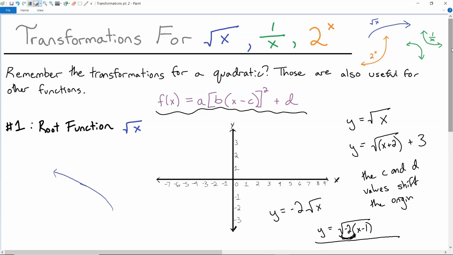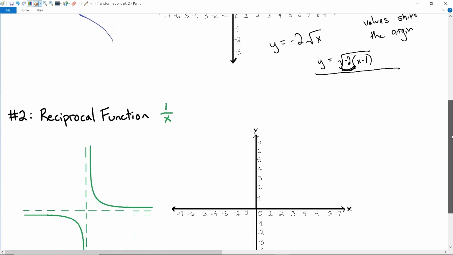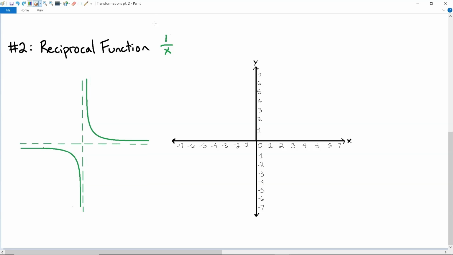Okay, that about covers it for square roots. Let's move on to reciprocal functions. And I'm assuming at this point, you have enough experience with dealing with all of the possible a, b, c, and d values where you kind of know what's going to happen. So I want to focus on the unique aspects of the reciprocal function with respect to transformations.